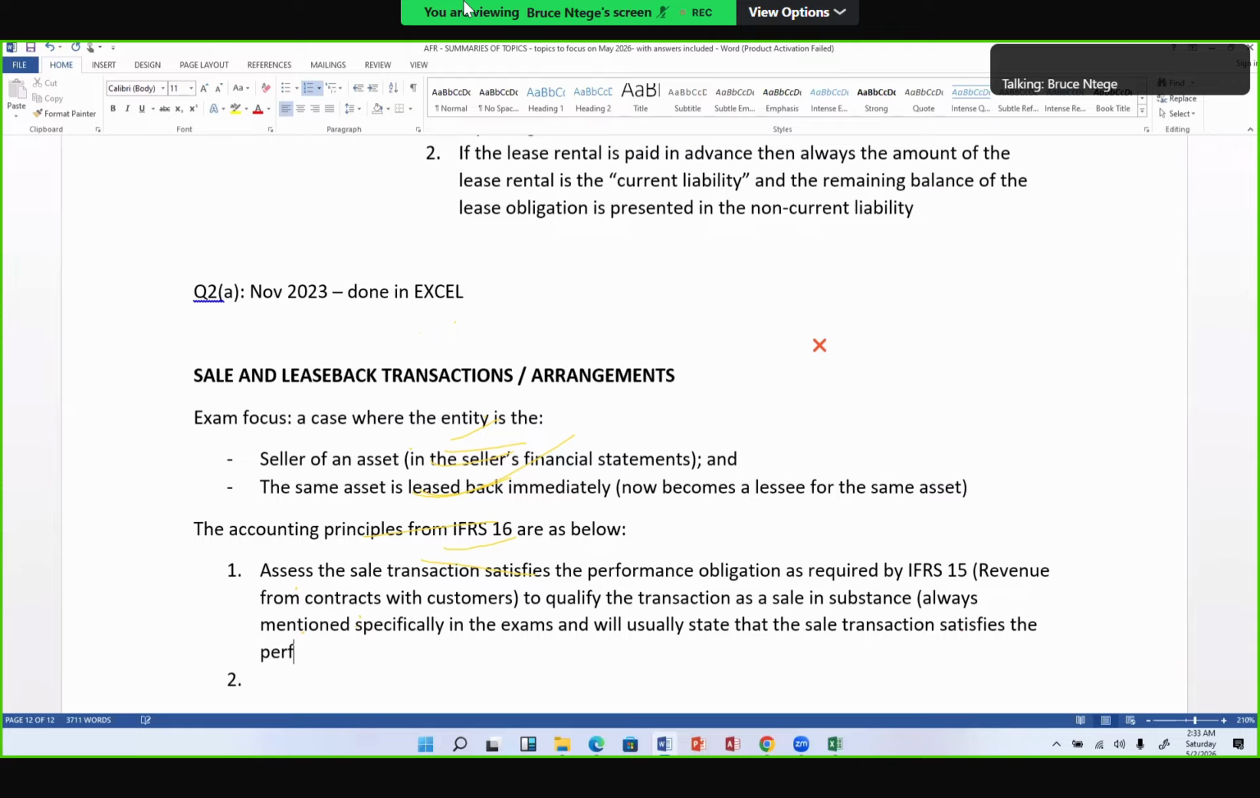Until that statement is made, you cannot move to number 2, which I'm going to talk about, the performance obligation under IFRS 15. So the examiner will usually mention that statement. The moment you have that statement mentioned, you move on to number 2. Number 2 is that those sales proceeds are going to be recognized in the cash and bank account of this company or the entity.